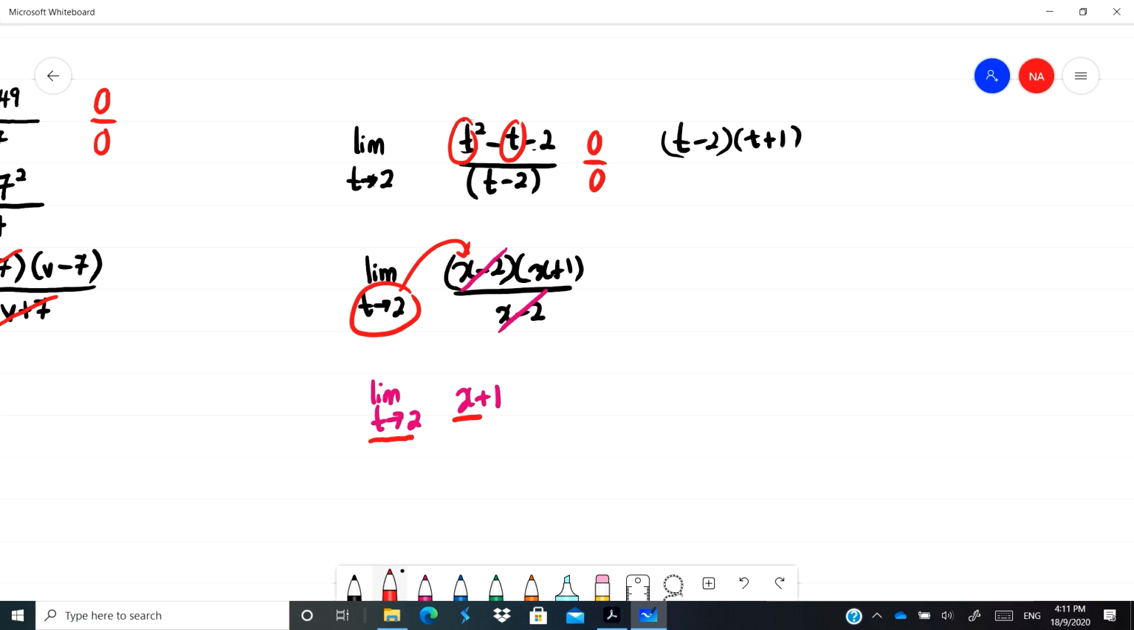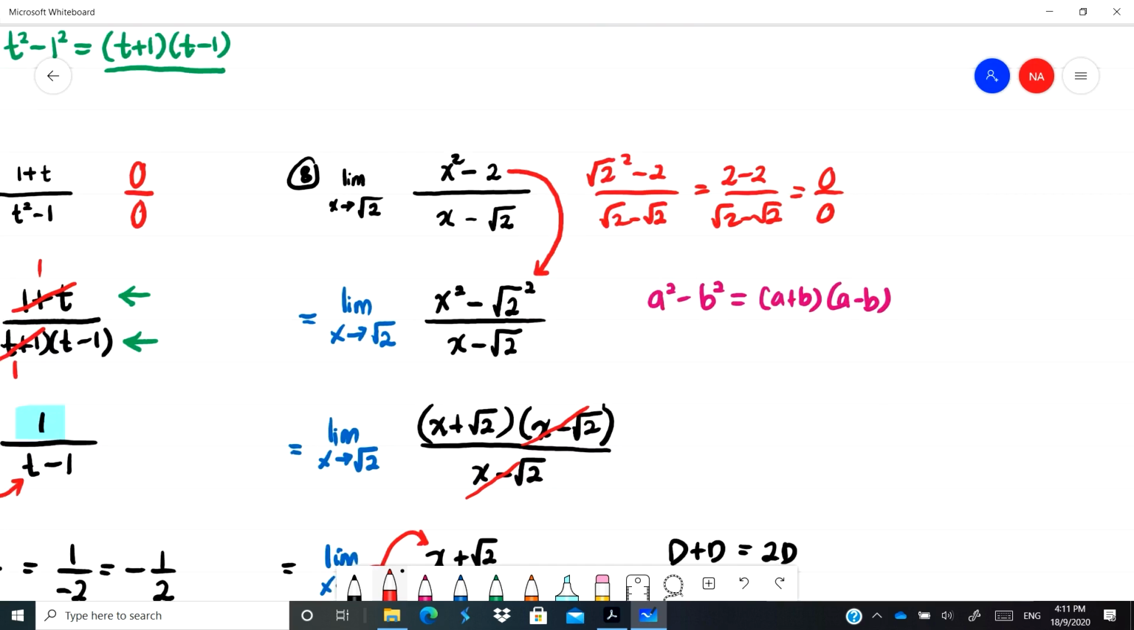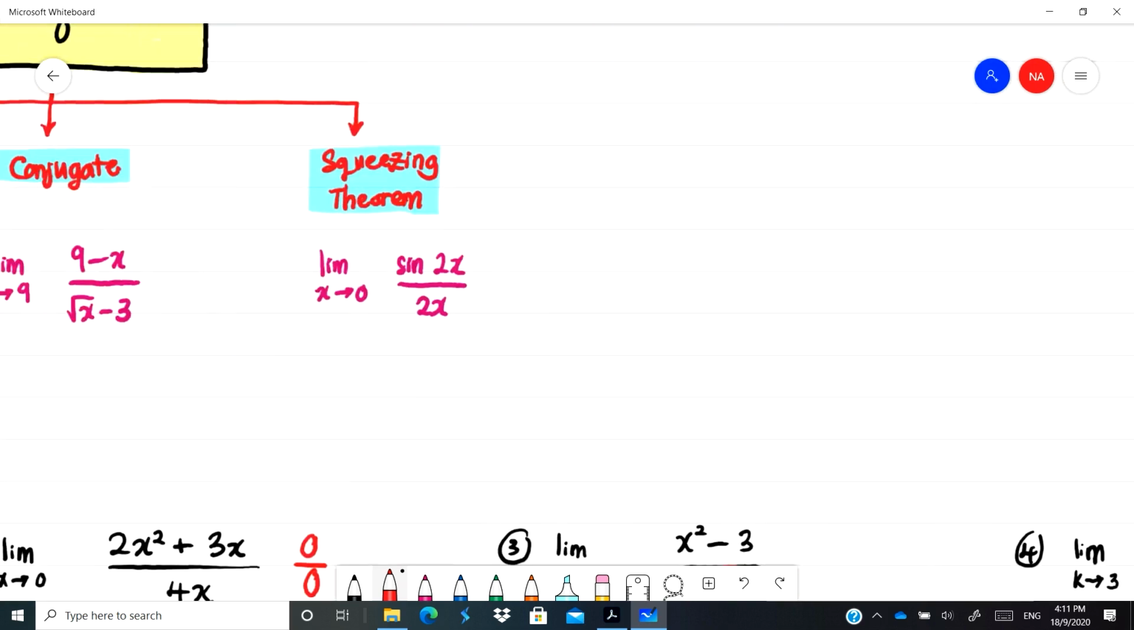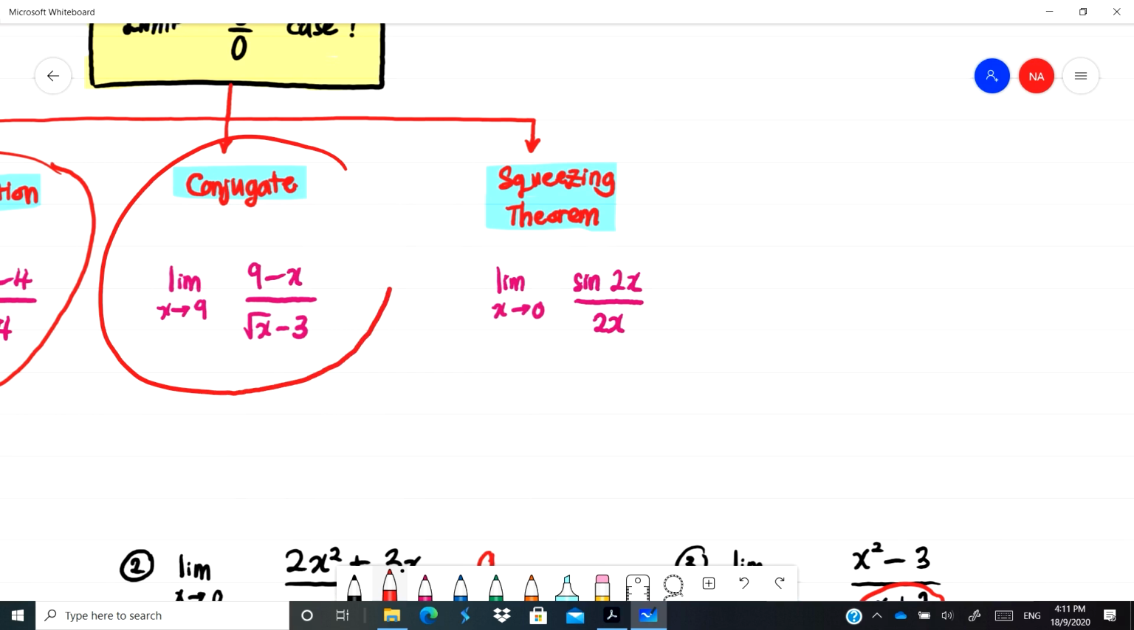So check out my next video for the 0 over 0 case, all right, for 0 over 0 case using the conjugate. So using the conjugate, we'll see this in the next video.